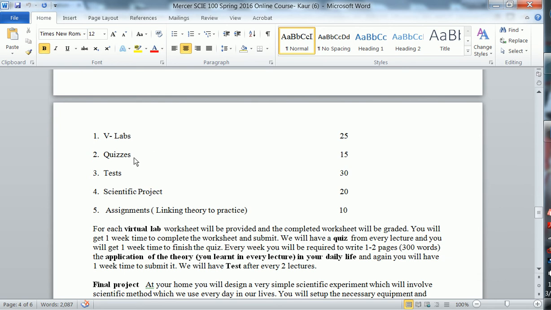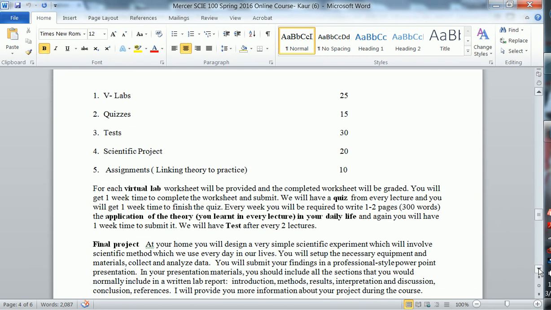After every lecture we will have a quiz and you will get again 1 week time to finish the quiz. The quiz will be opening on Friday and closing on Friday, which means you will have 1 week time to finish the quiz. And all the quizzes will together make 15% of your grade. Then you will be having tests. After around every 2 lectures you will have a test, and all the tests are going to make 30% of your grade.